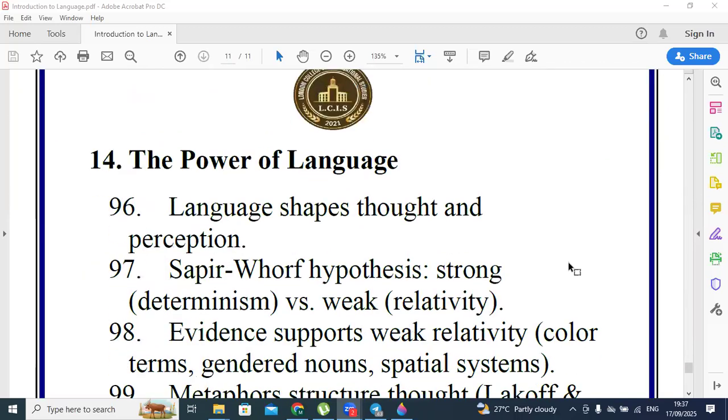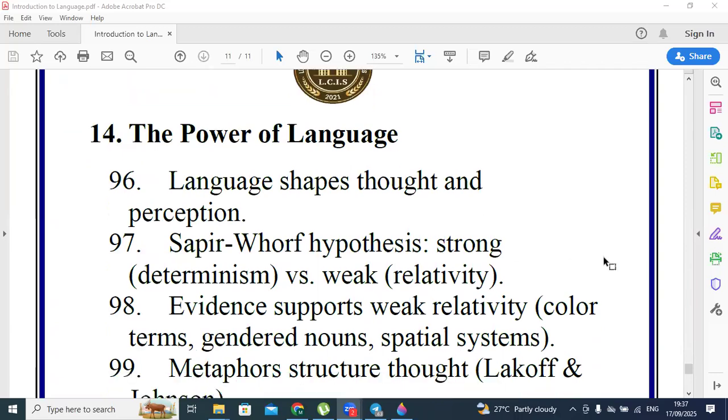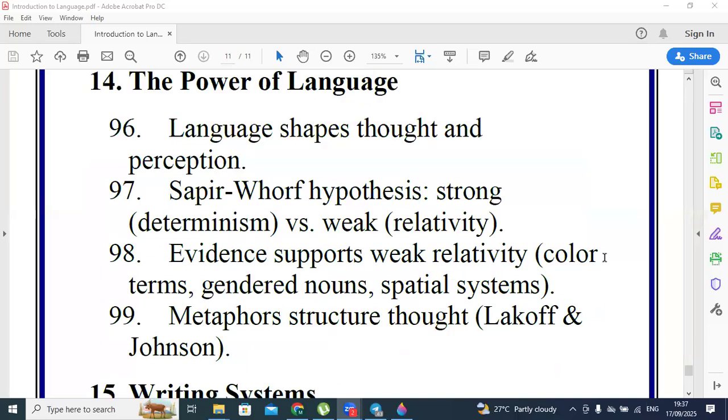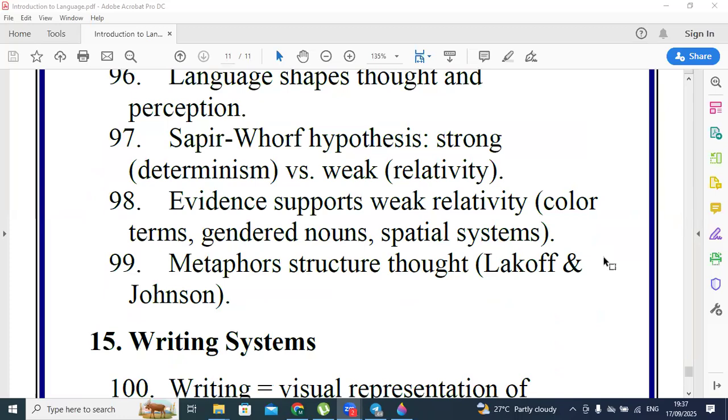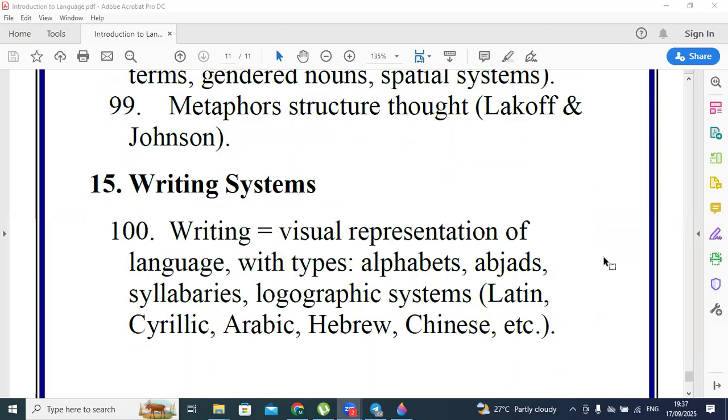The power of language. Language shapes thought and perception. Sapir-Whorf hypothesis: strong determinism versus weak relativity. Evidence supports weak relativity: color terms, gendered nouns, spatial systems. Metaphors structure thought, Lakoff and Johnson.